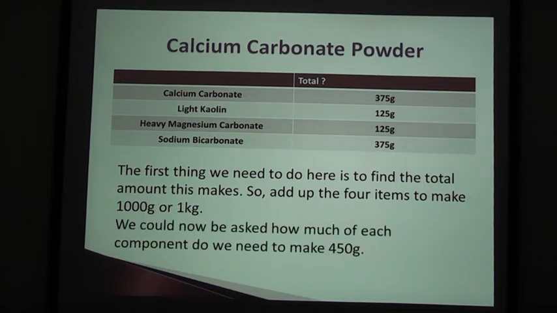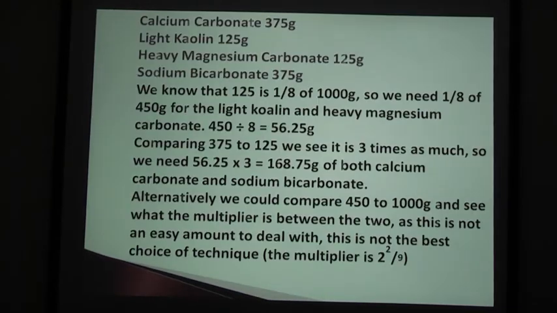At this stage, we might then be asked, how much of each component do we need to make 450 grams? So like we've done in the past, we need to work out a relationship. We know that 125 is an eighth of 1,000. We know 250 is a quarter of 1,000, so that's how we know that 125 is an eighth of 1,000. So we need an eighth of 450 grams for the light kaolin and heavy magnesium. So you divide 450 by 8.